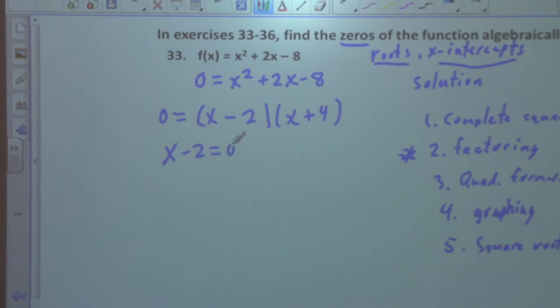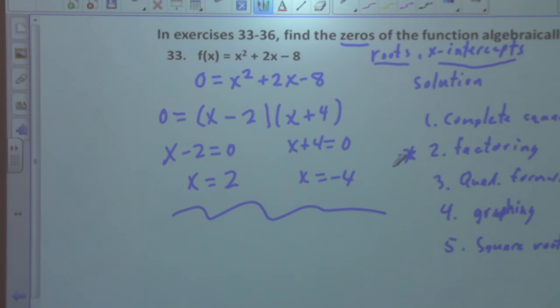So now we can go ahead and use our zero factor property. So what is x equal to? 2. Negative 4. X is equal to negative 4. So these are the zeros found algebraically.